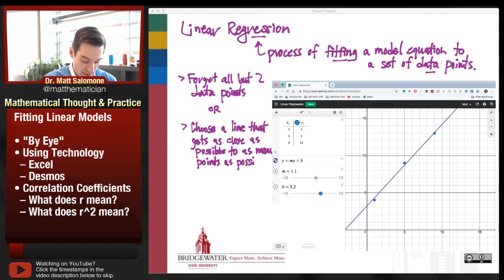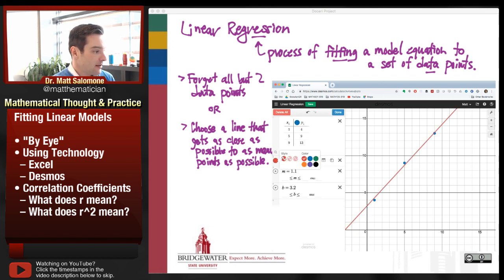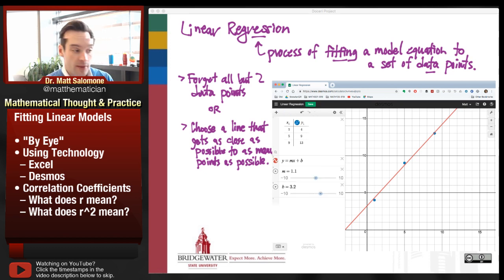So I want to think about what that actually means here for a second. Let me make it a different color so it's a little bit easier to see. If I think about the way in which this red line gets close to or doesn't get close to these 3 blue points that are right here, there's some error that's involved, right? This actual linear equation model is getting close but not quite to each of these different points.